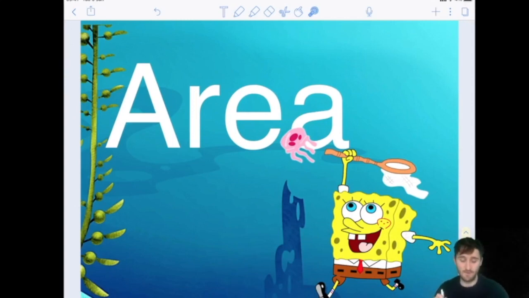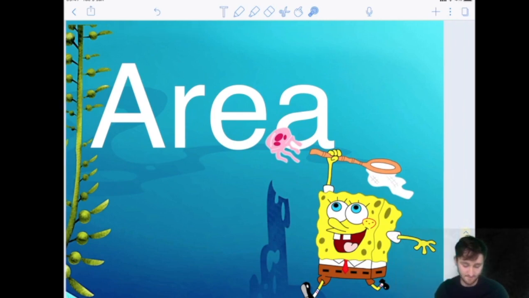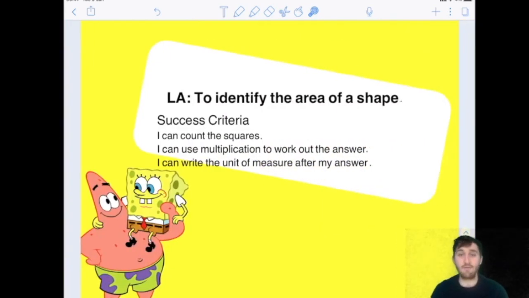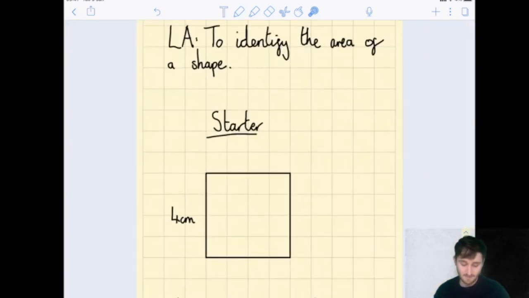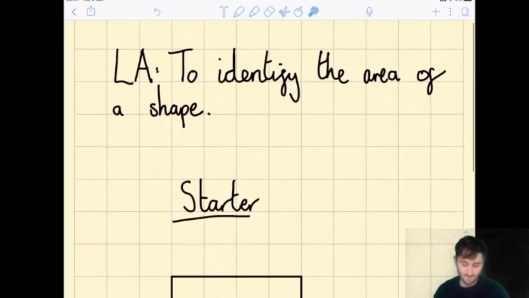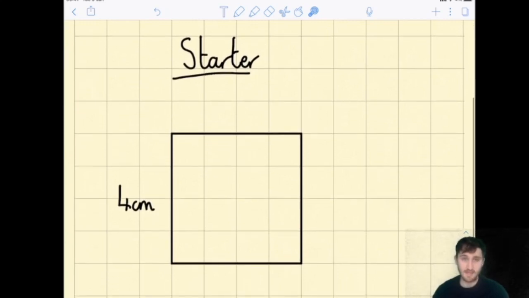Now we are moving away from our multiplication and division and we are going on to our measurements and length. So our learning aim today, we're going to be looking at the area of a shape. And our success criteria is I want us to be able to count the squares, to be able to use multiplication to work out the answer, and also to write the unit of measurement after my answer. So again, our learning aim is to identify the area of a shape, and we have got a starter here.